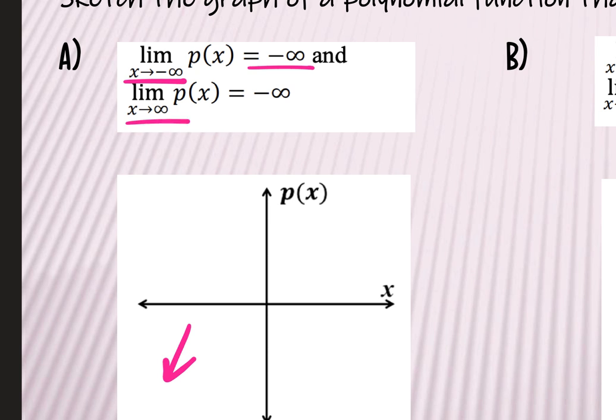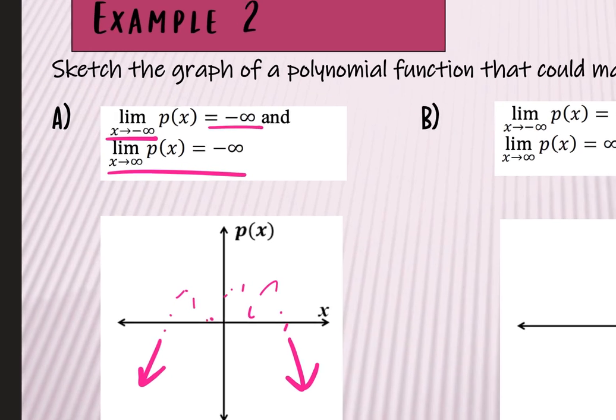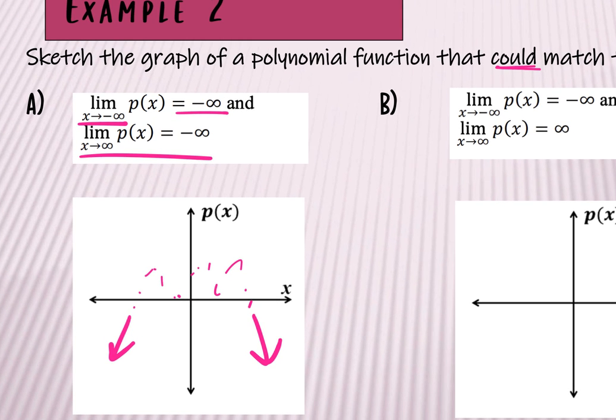Then it says as x approaches positive infinity, my graph does what? Goes down. So it goes like this. You'll see little dots in between. Whatever happens in between, we have no idea what it is. All we know is the ends. So if this was multiple choice and you had 4 choices, the one that points both arrows down would be the one that could be your graph. And it will say that. It'll say could match because it doesn't have to.